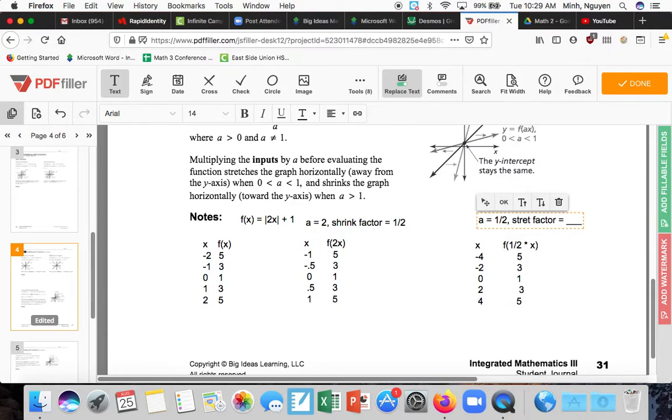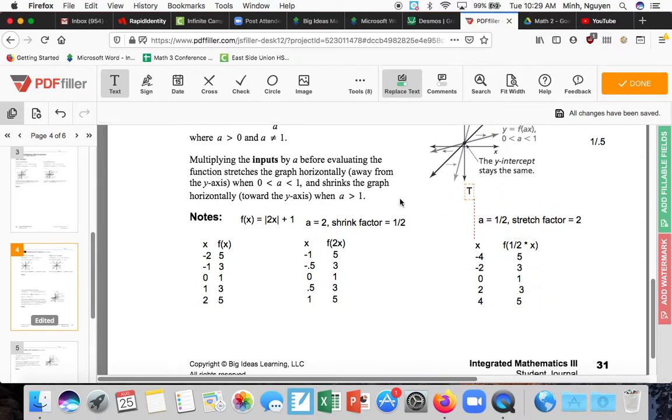And so this is going to be a stretch factor of 1 over a. But a is 1/2. So 1 divided by 1/2, or 0.5. 1 divided by 0.5 is actually just 2. So there you have it.